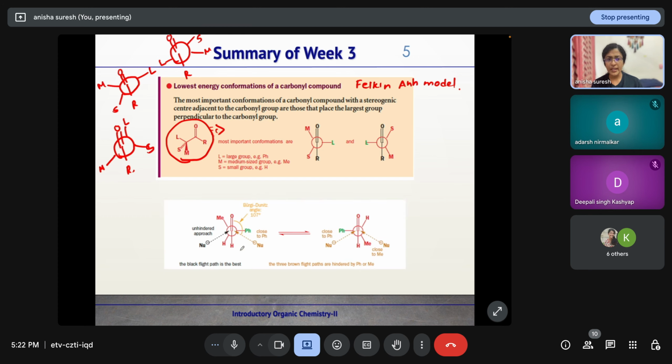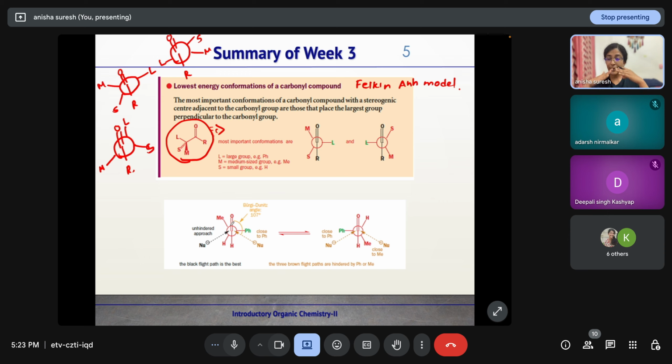Now if we consider the large group as phenyl, the medium sized group as methyl, and the small group as hydrogen, it is drawn like that. Okay. So now what is happening? The nucleophile should come and attack. The nucleophile will attack at the Bürgi-Dunitz angle, so that it can overlap with the pi star orbital of the carbon.